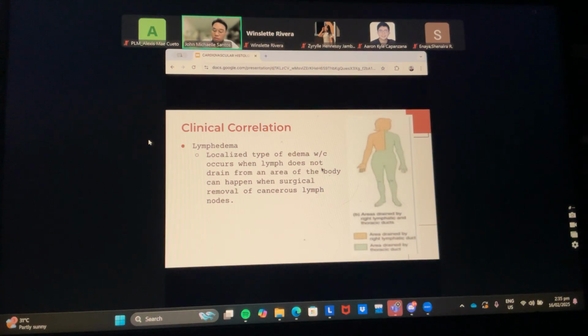Kasi nga, kapag mastectomy, nagre-remove ka ng breast at the same time, nagre-remove ka ng lymph nodes at the same time, nadadama yung mga lymphatic vessels.